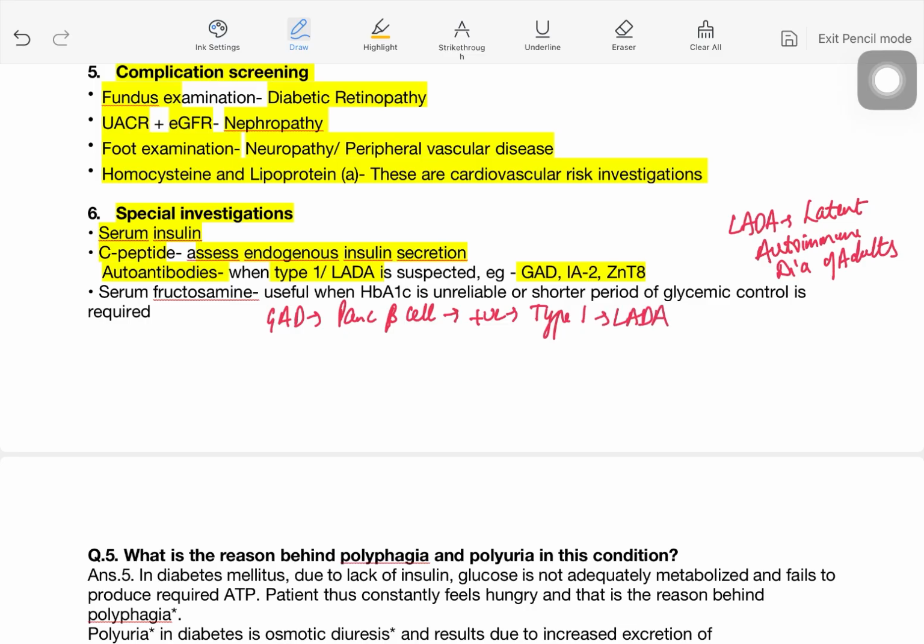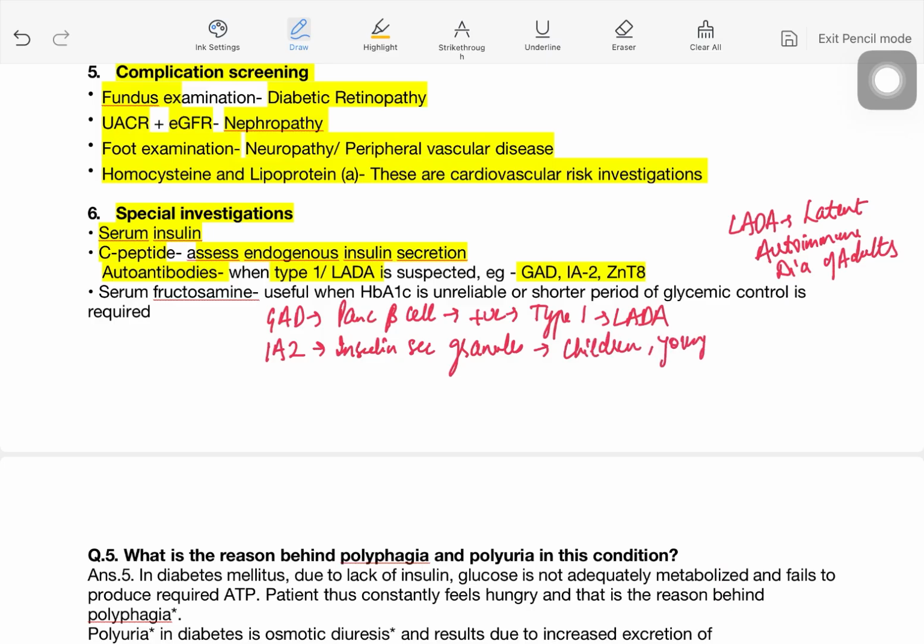So next is IA2, that is islet antigen 2 autoantibodies, which targets the specific protein inside the insulin secreting granules of beta cells. So presence of IA2 indicates ongoing aggressive destruction of pancreatic beta cells and is common in children and young adults presenting with rapid onset type 1 diabetes.